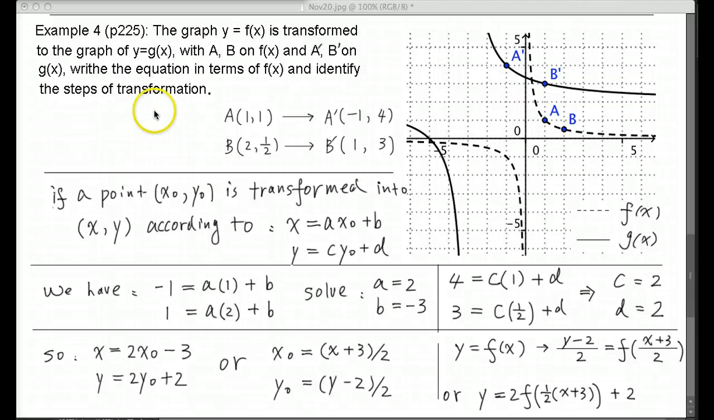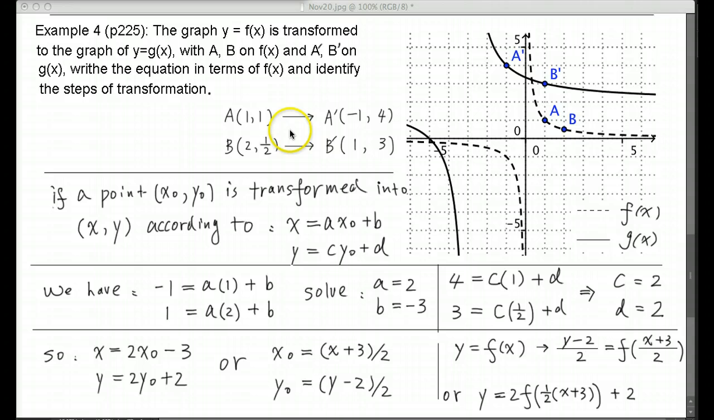So example 4 in the workbook is given a graph, and the dashed line represents the original function f(x), and the solid line represents the function after the transformation. They also specifically give you the points A and B, which are both on the original function. The coordinates are (1, 1) for A and (2.5, 1/2) for B. They transform into A prime (-1, 4) and B prime (1, 3), respectively.